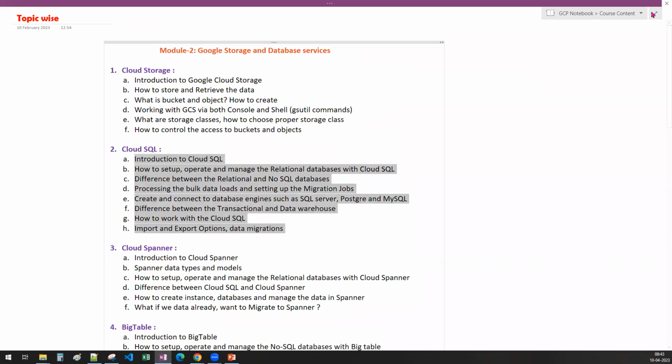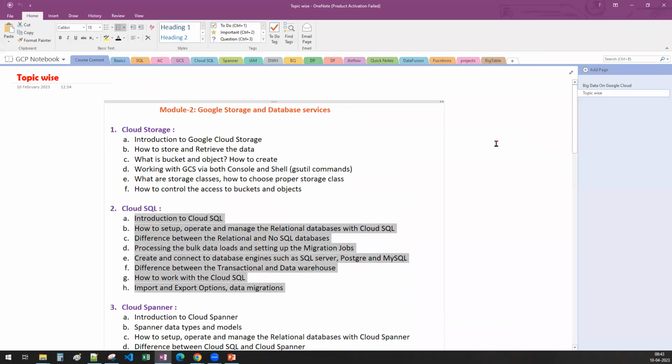All these services are related to the data engineer. This course will really help you to build your career in the data engineering domain. All the concepts related to data engineering in the Google Cloud platform are already covered.